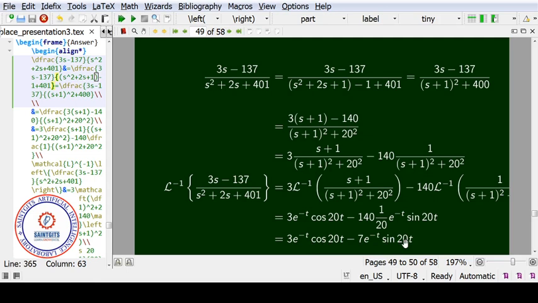In this problem, there is only one additional step, that is completing the square in the denominator. Then we make use of our observation. S is replaced by s plus 1 only if the shifting happened. That will be there in every s. Wherever s, you should replace it by s plus 1. We apply that method, simplify it into smaller fractions, apply L inverse, and we got the result.